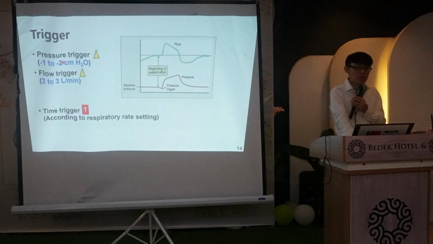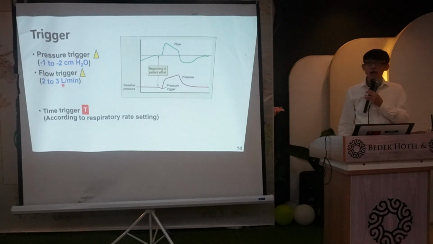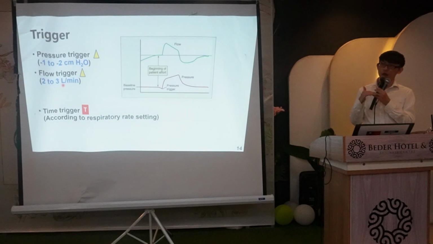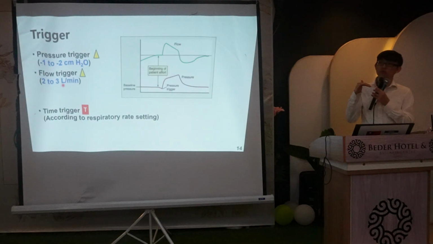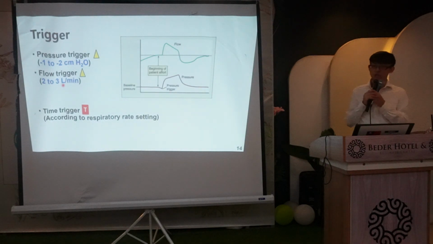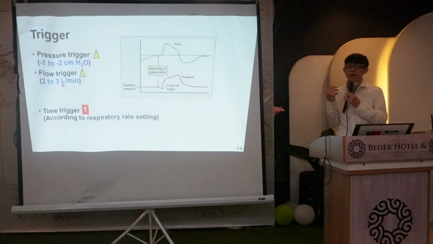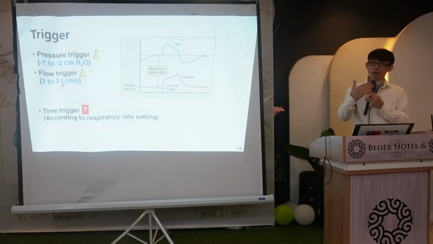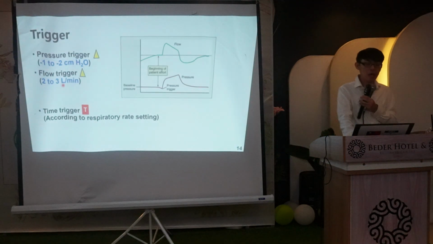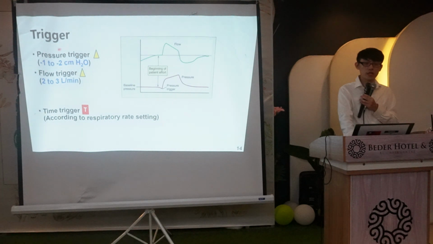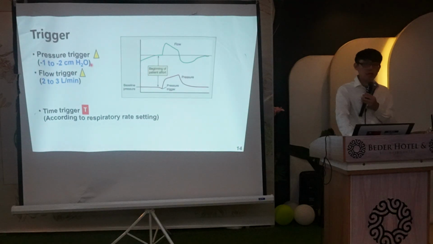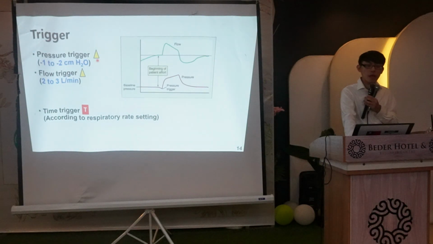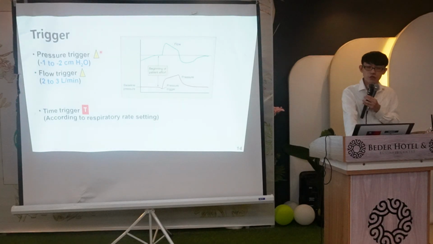Okay? And another thing is the flow trigger, you can set 2 to 3 liters per minute. It means that when the ventilator senses the flow decrease 2 to 3 liters per minute in the ventilator circuit, it means that maybe the patient is trying to breathe in. Okay, and after that, the ventilator will give a tidal breath to the patient. Okay. So these 2, we call the patient's trigger. The ventilator can sense the trigger from the patient. So later I will use this yellow triangle to symbolize the patient's trigger.